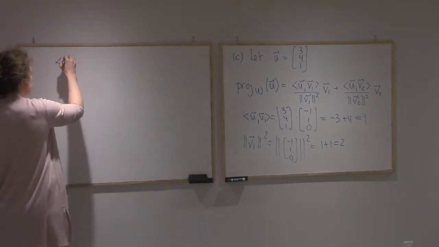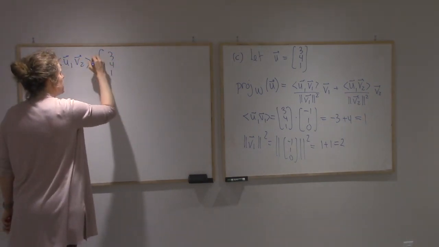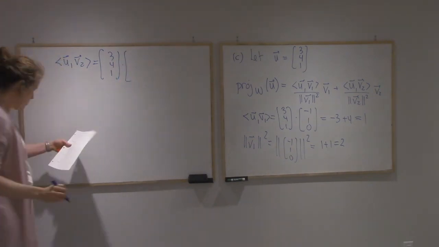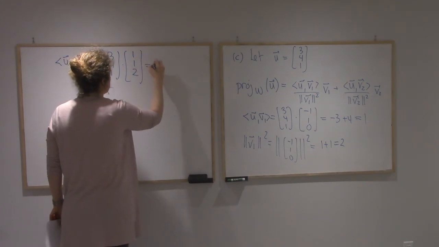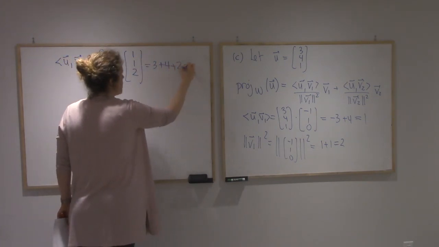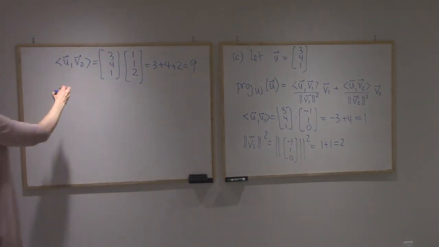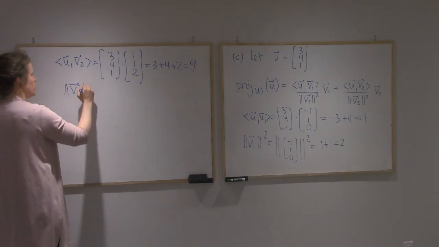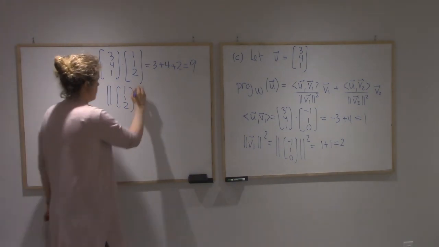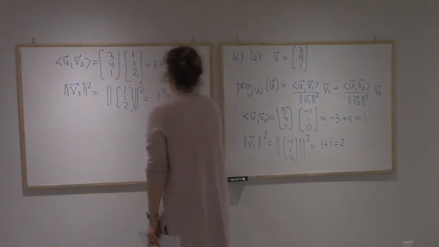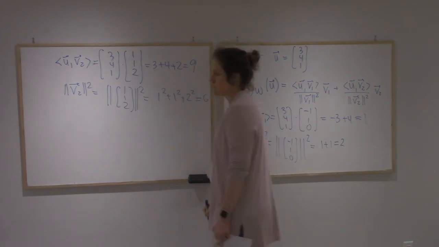Alright, U dot V2. U is 3, 4, 1. V2 was 1, 1, 2. So I get 3 plus 4 plus 2. I get 9. Alright, and the last number I need is the length of V2 squared. That's the length of 1, 1, 2. So I'm getting 1 squared plus 1 squared plus 2 squared. That's 4, 5, 6. I'm getting 6.